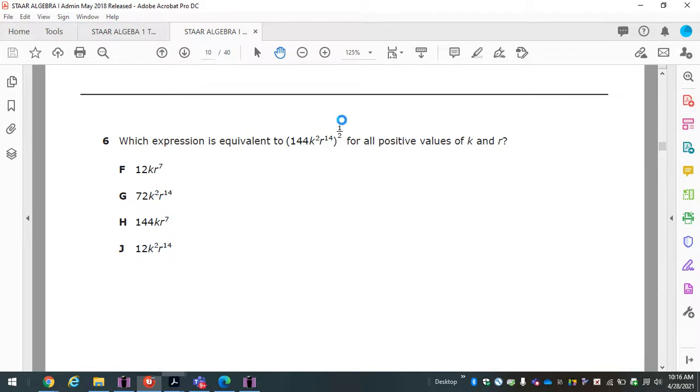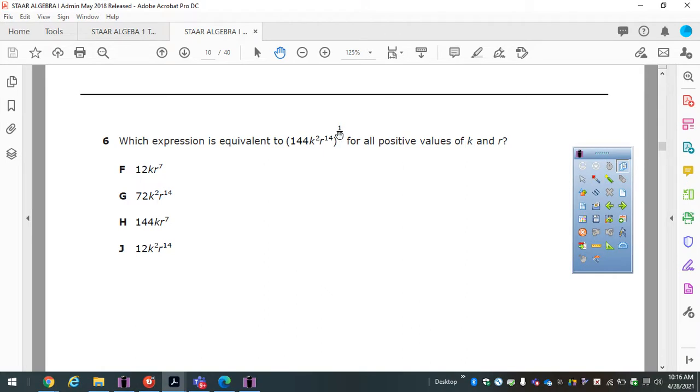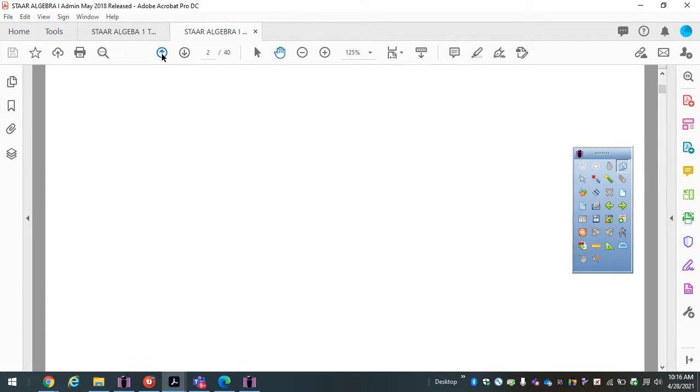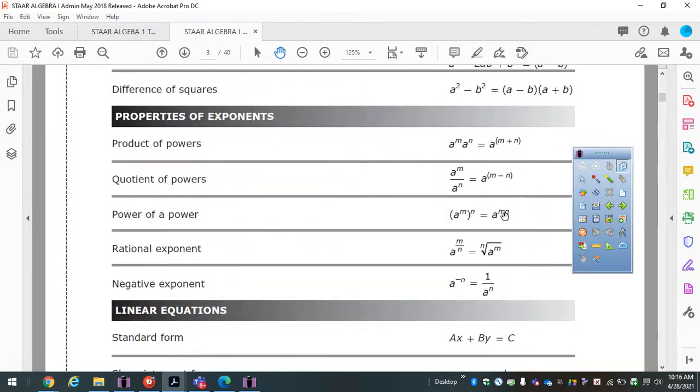Good question here. This one will scare a lot of you. Now, regarding this one, if you freak out, that's a power to a power. Just go back to page 3. It's this one here. Basically, multiply the exponents.